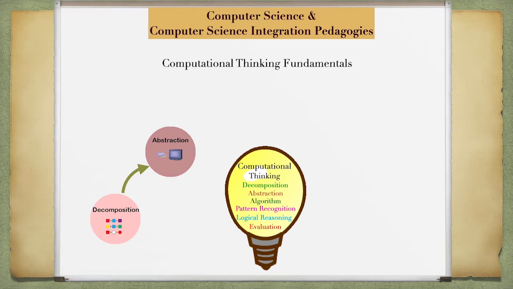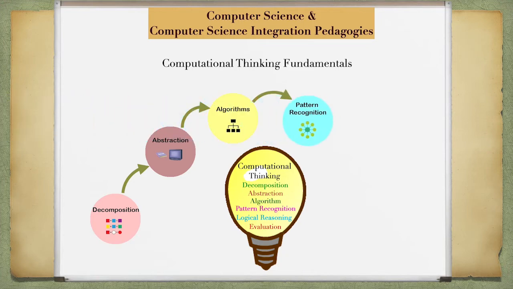Abstraction means filtering out, essentially ignoring, the characteristics that we don't need in order to concentrate on those that we do. Algorithm is a set of well-defined instructions to solve a particular problem.